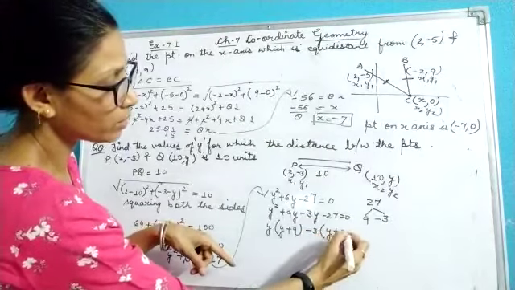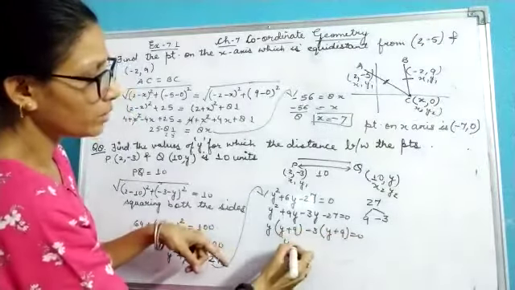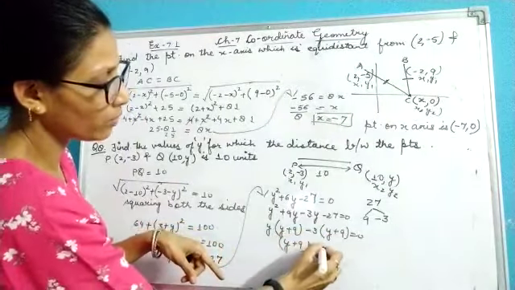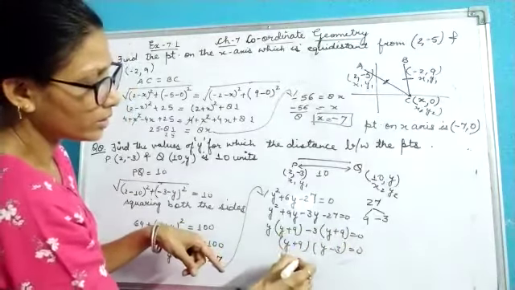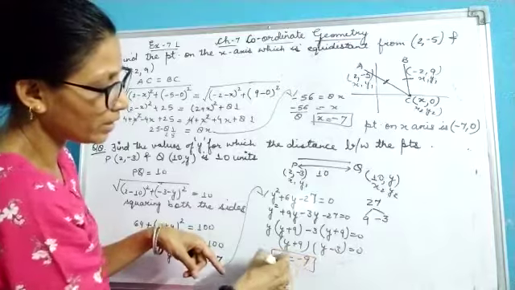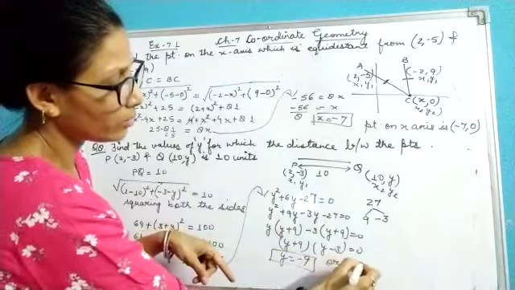So again, y plus 9 equal to 0. Y plus 9 is again common. So y minus 3 equal to 0. That means either y can take the value minus 9 or y can take the value 3.